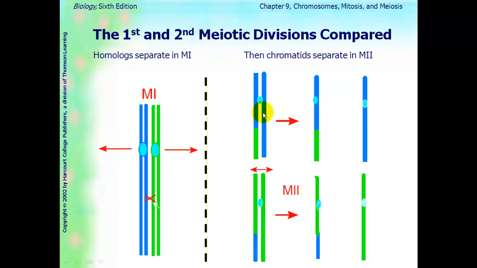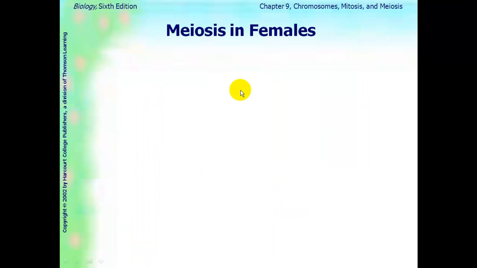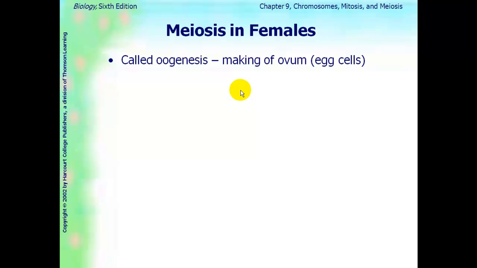So here's our chromosome information here. In meiosis 1, we have pairs of chromosomes here that are going to cross over, and then the chromatids separate in meiosis 2. And so here's where we get our 4 new cells. Okay, if it's female versus male, we get different results. In females, this process is called oogenesis. It is the making of ovum, which is a specialized name for egg cell.